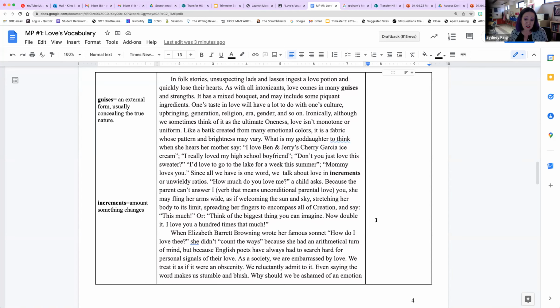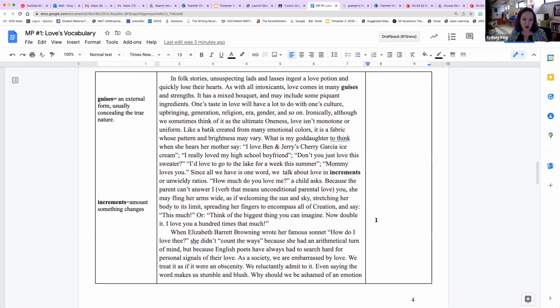"How much do you love me?" a child asks, because the parent can't answer with a verb that means unconditional parental love. She may fling her arms wide as if welcoming the sun and sky, stretching her body to its limit, spreading her fingers to encompass all of creation, and say, "This much." Or, "Think of the biggest thing you can imagine. Now double it. I love you 100 times that much."